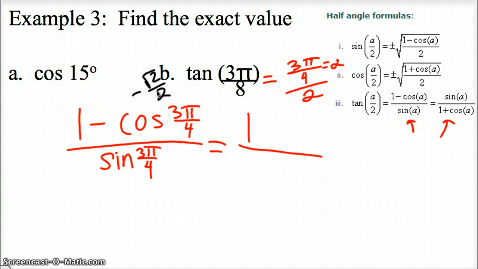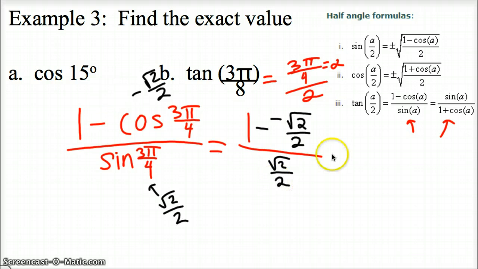So it looks like I'm going to be having 1 minus a negative square root of 2 over 2. And then the sine of 3 pi over 4 is positive square root of 2 over 2. So this is all over the square root of 2 over 2. So once again, fractions within fractions, but at least there's no mega radical here.